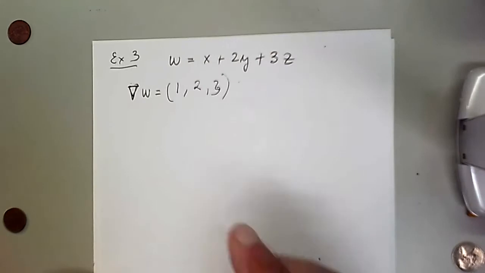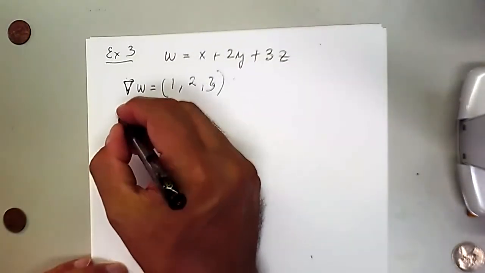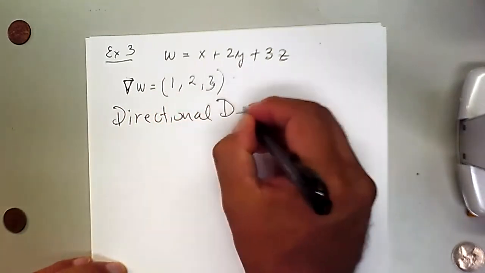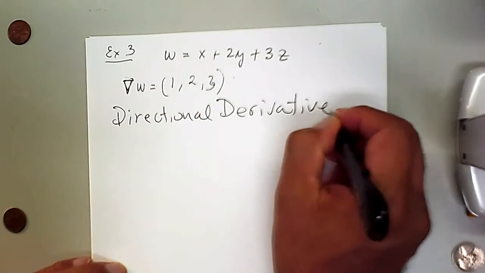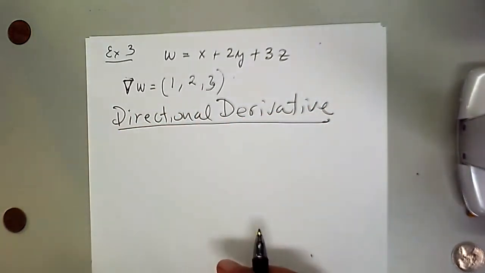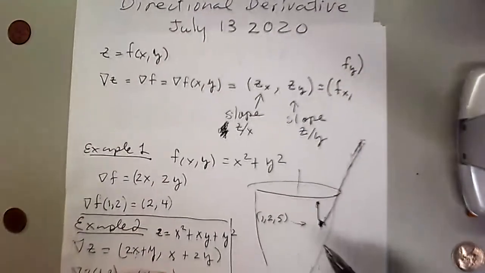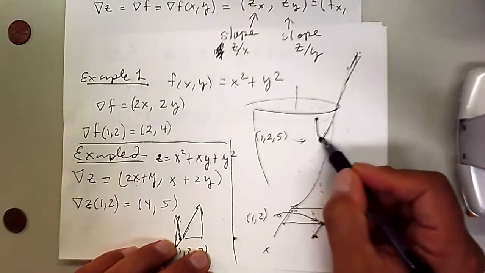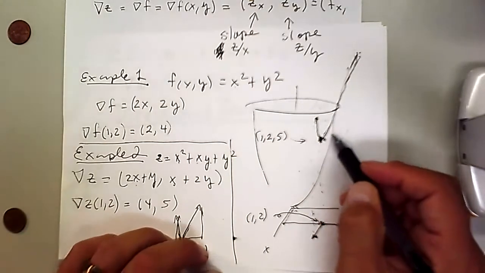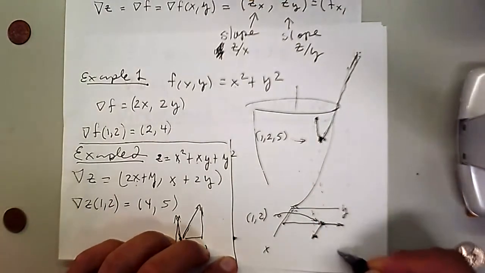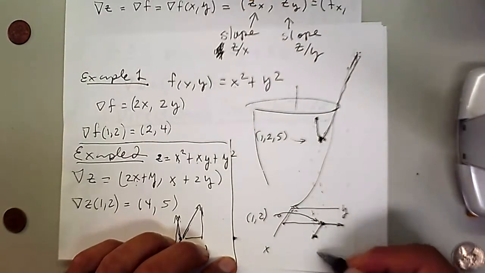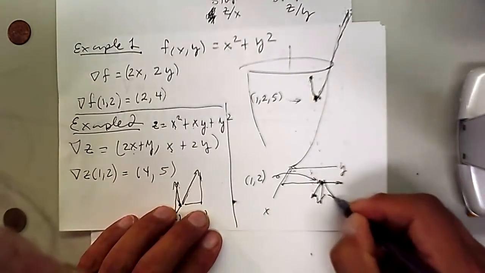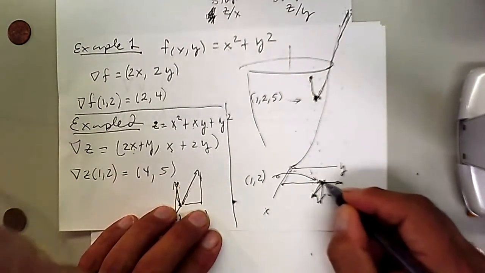Okay, so now we are ready for the directional derivative. This looks very restrictive in my opinion, to be able to only do derivatives in the x direction and the y direction. What if I want to go in the 1-1 direction or 1-2 or 2-1, or what if I want to go this way, or this way, or this way? Why do I have to go x and y?